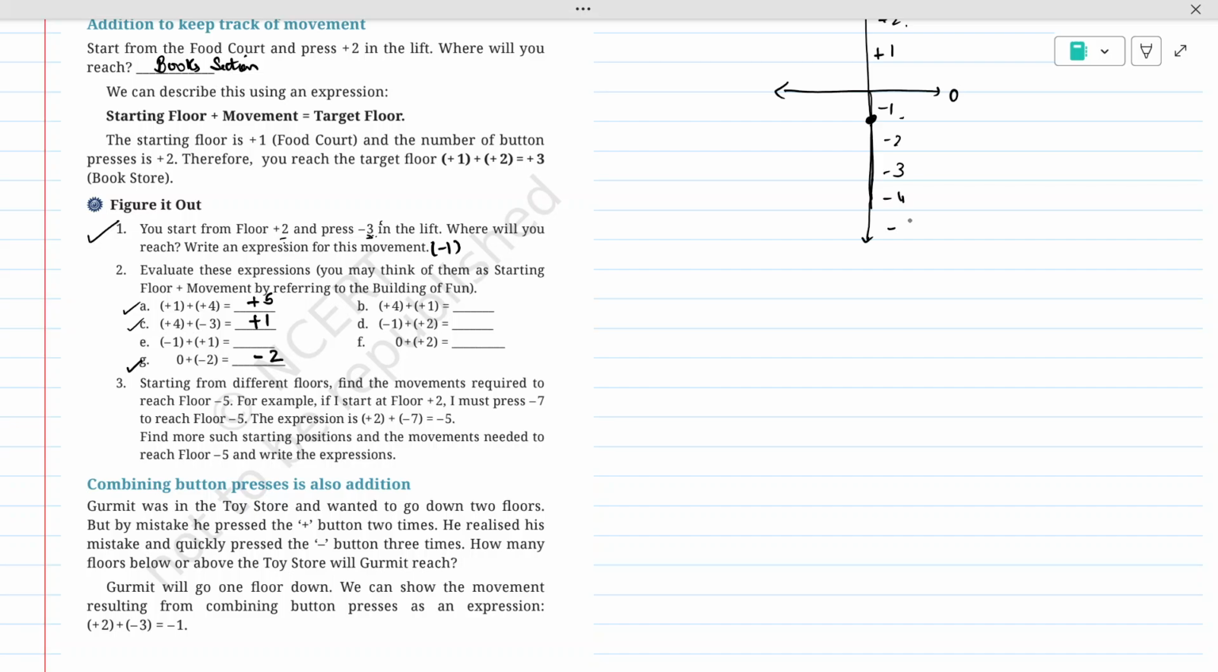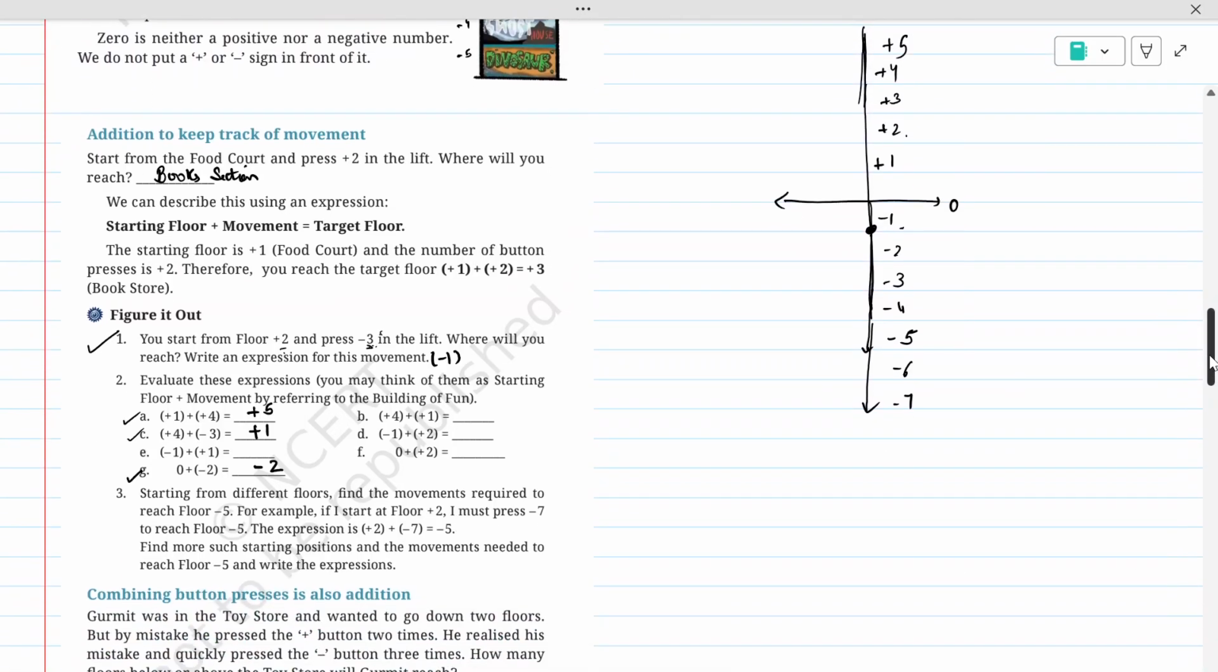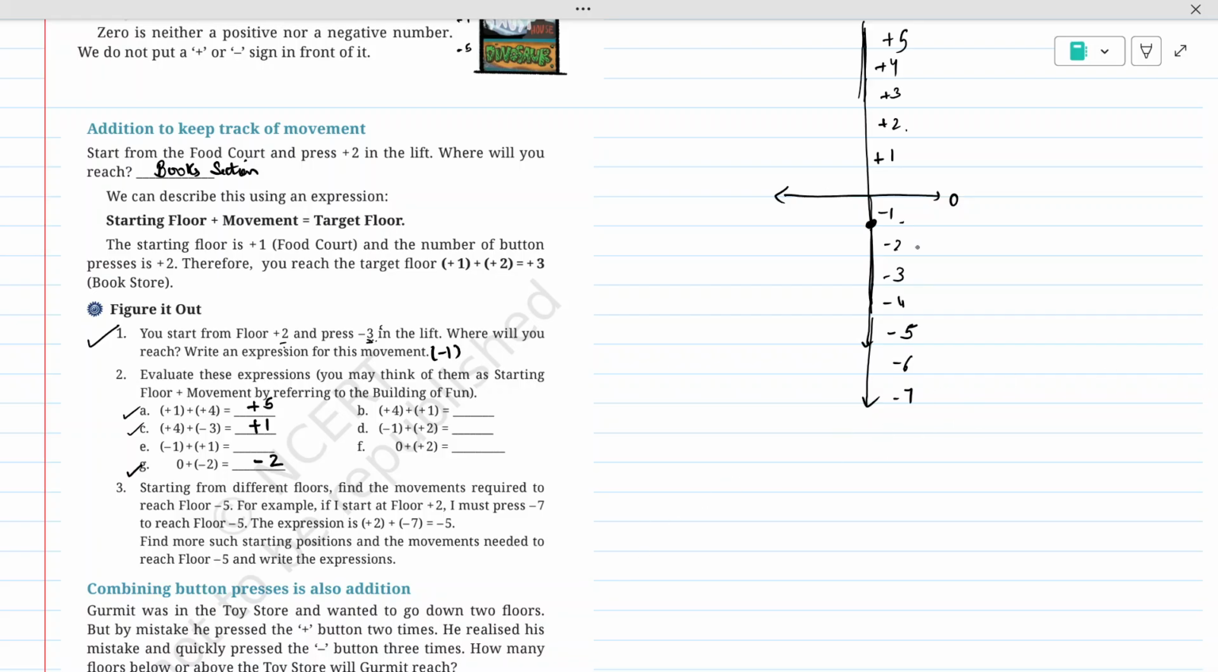This is my minus 5. If I have to reach it, kids, you can also extend it. I'm writing minus 6, minus 7, since in the example the 7th floor is given to us. So if I have to reach minus 5, this is my target floor. I have to reach here. So if I take this example, where we know the starting floor and we know the movement to reach the target floor, in this case the target floor is minus 5. We have to reach here, and what we have to do is find different examples, different expressions to reach here.